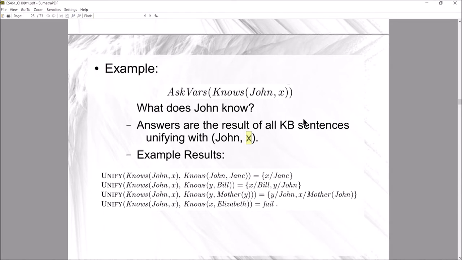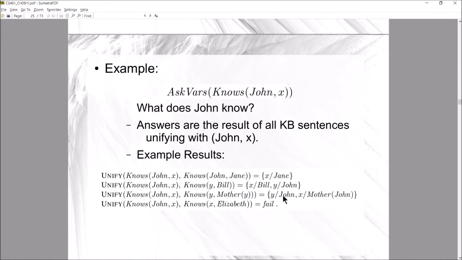And as a result, you can infer that John knows Bill. So look at this fourth example. Is there a unifier for a sentence P that says John knows X, and for sentence Q where it says somebody knows the mother of that somebody? That's basically what that's saying. Somebody knows their mother, right? So somebody knows the mother of that somebody. So is there a unifier?